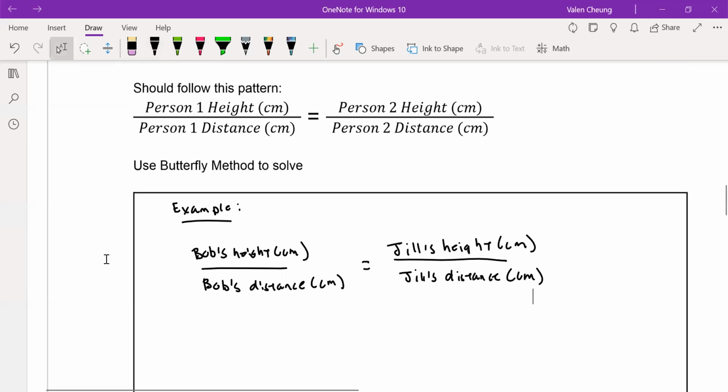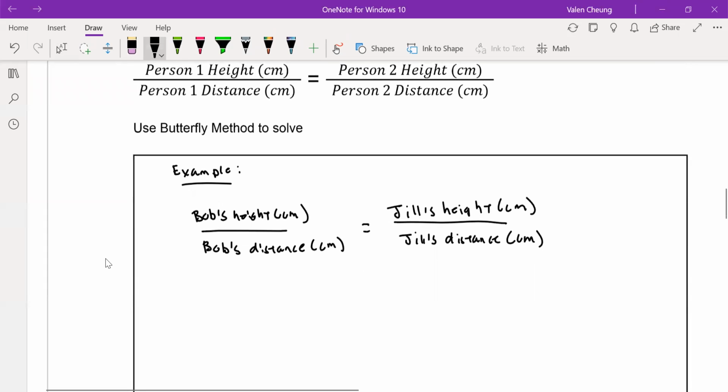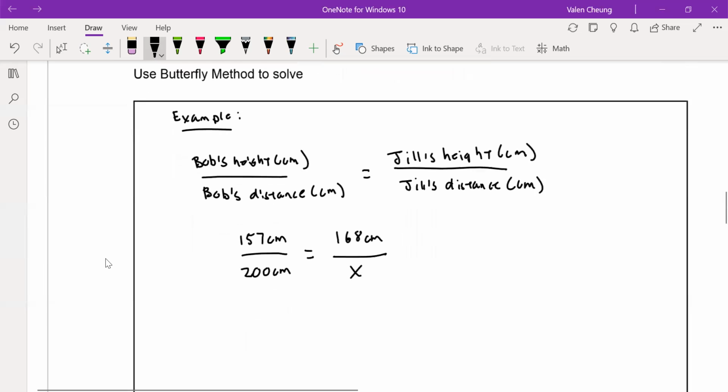Okay, so based on the info we had before, Bob was 157 centimeters. And then how far was he? Well, he was 200. We decided he was the one standing 200 centimeters away. And that's going to equal Jill's height, which is 168 centimeters divided by X, because we don't know how far away she's supposed to stand.